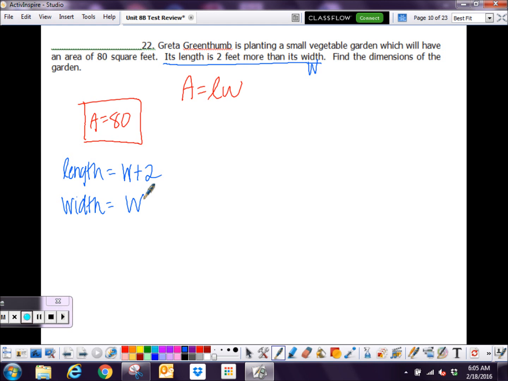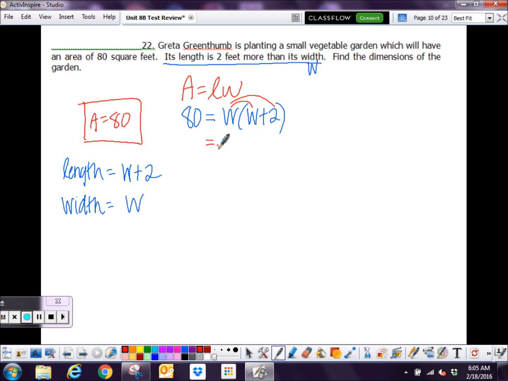Alright, so now I'm going to plug everything that I know into this equation. So my area is 80. My length is W plus 2. And my width is W. And I'm going to switch those around just to make it look nicer. So W and W plus 2. Okay, now before you move your 80 over to get this equal to 0, you have to work everything out on the right side first. Okay, so this W, I need to distribute that before I move the 80 over.